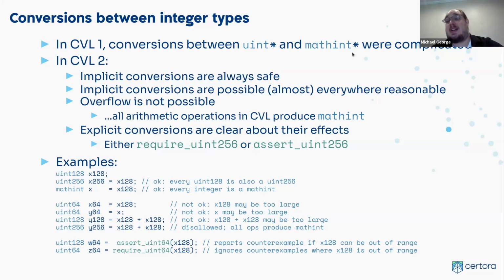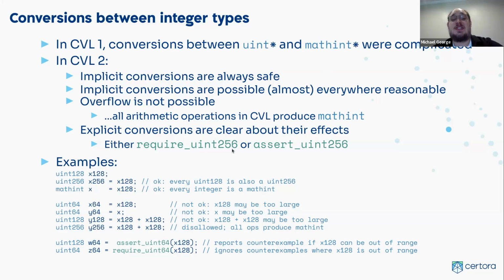Maybe I have a math_int and I want to pass it to a contract function that takes a uint, so I need to convert it. In CVL2, we've tried to make very explicit what happens, and to give you control over what happens if the thing you're casting is out of range. So there are two casting operations for each of the uint and int sizes. There's a require cast and an assert cast, and they do what they say.